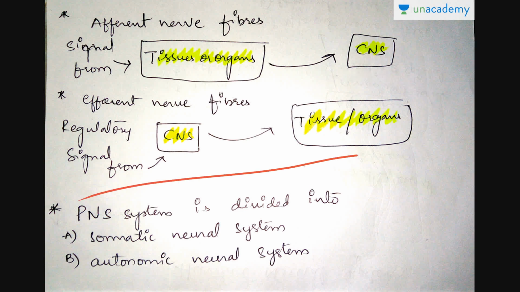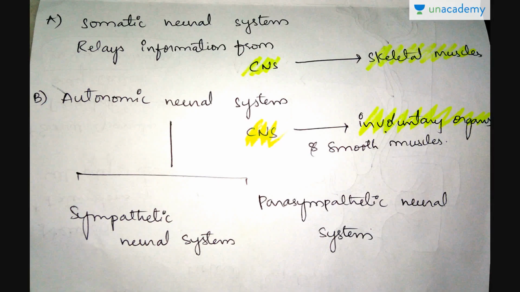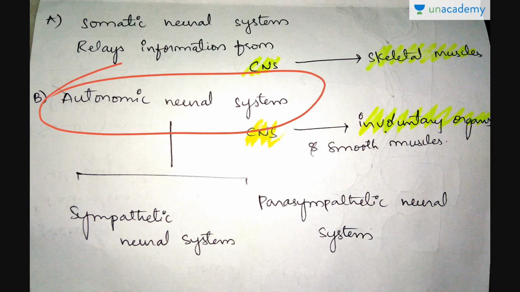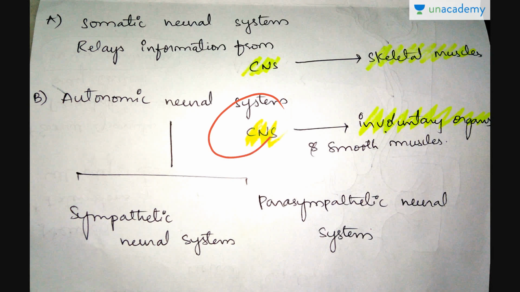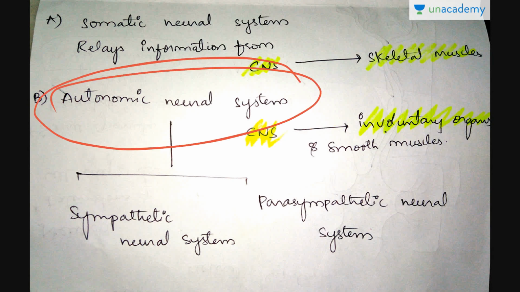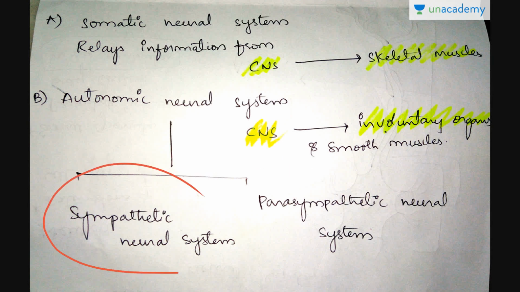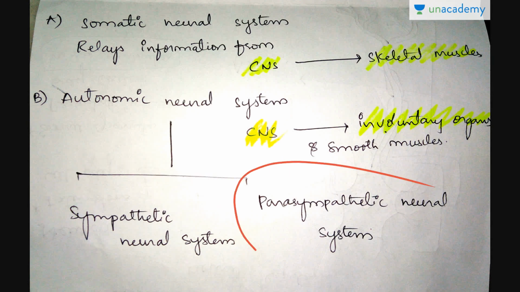The peripheral neural system is divided into somatic neural system and autonomic neural system. The somatic neural system relays information from the central nervous system to skeletal muscles, and the autonomic neural system sends information from the CNS to involuntary organs and smooth muscles. The autonomic nervous system is divided into two types, sympathetic neural system and parasympathetic neural system.